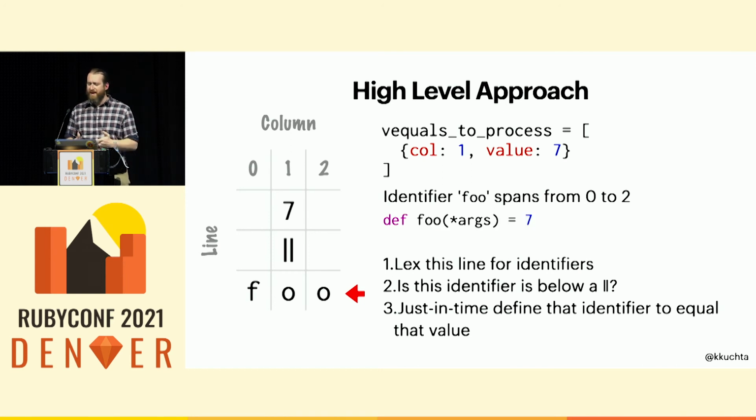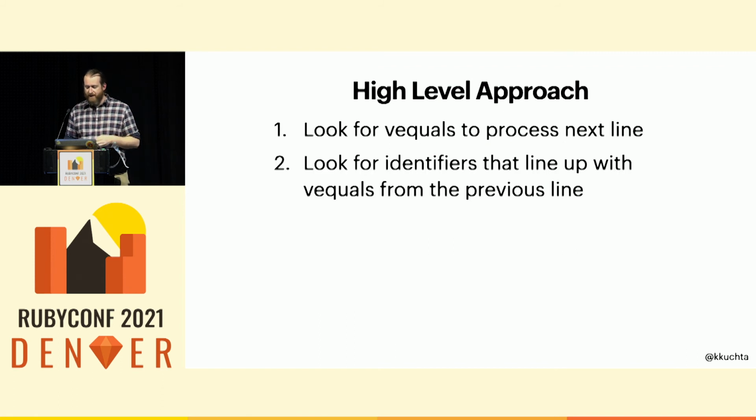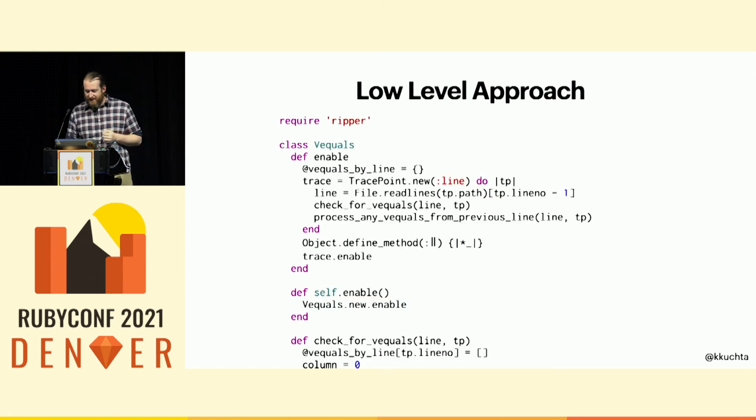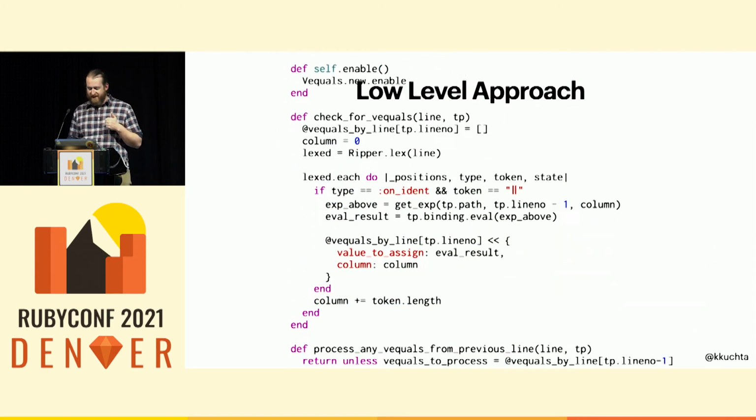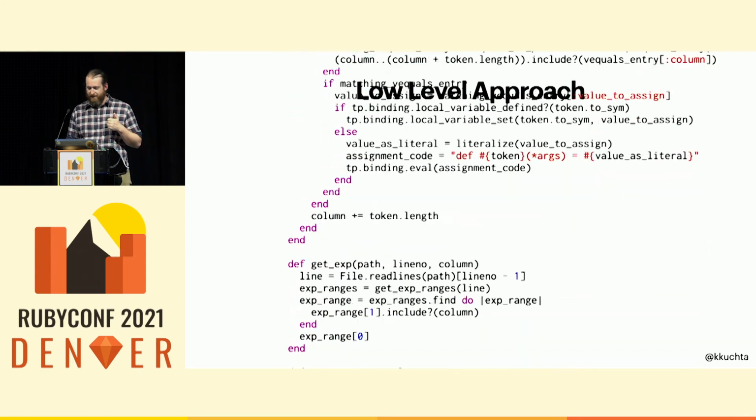And this is really the whole process. It's 2 steps on every line. Look for any vequals on this line that we should process. Then look for any identifiers that line up with vequals from the previous line. Here it is, put it together. No need to look at this too closely. It's just the whole thing we've already seen wrapped in a class because, hey, we have some standards. We need to avoid polluting the global namespace. It's got the 2 major steps, checking for vequals on this line and processing any vequals from the previous line, and a handful of helpers.